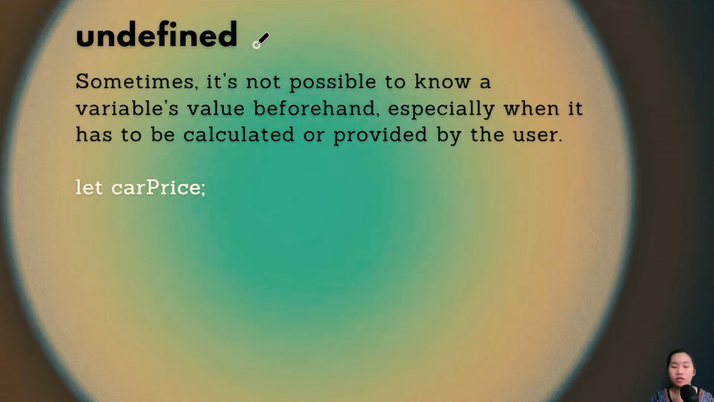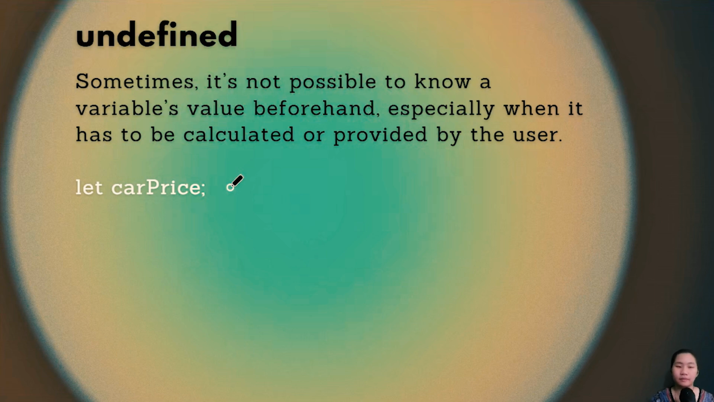Undefined. Now, what is that? Sometimes it's not possible to assign a value beforehand, especially if it needs to be calculated or it needs to be taken from somewhere. So, for example, a user, and you couldn't possibly know what each user would input. So the best method is to have an undefined variable. And you can easily do this with var and const as well, not just let car price, and then end it with a semicolon.